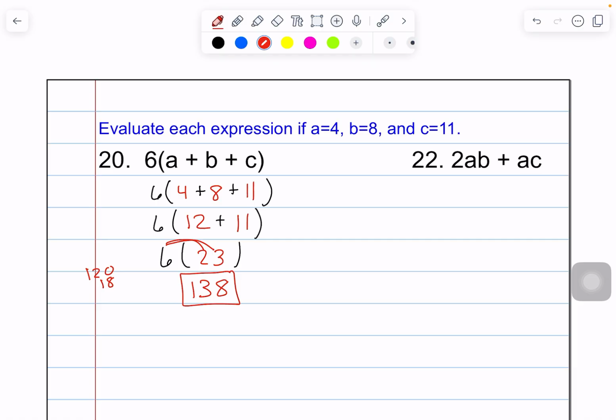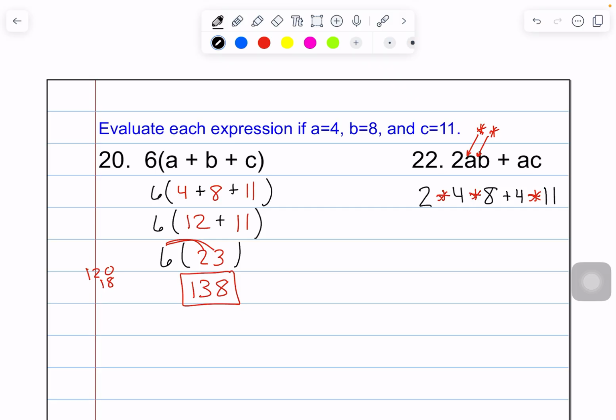Even if it is a number and two variables next to each other, this all means multiplication. So I am multiplying together three numbers in the first set. Those numbers are going to be the 2, the value of A, which is 4, and the value of B, which is 8. And then I'm going to take and add to that A, which is 4, times C, which is 11. All the multiplication has to come first.